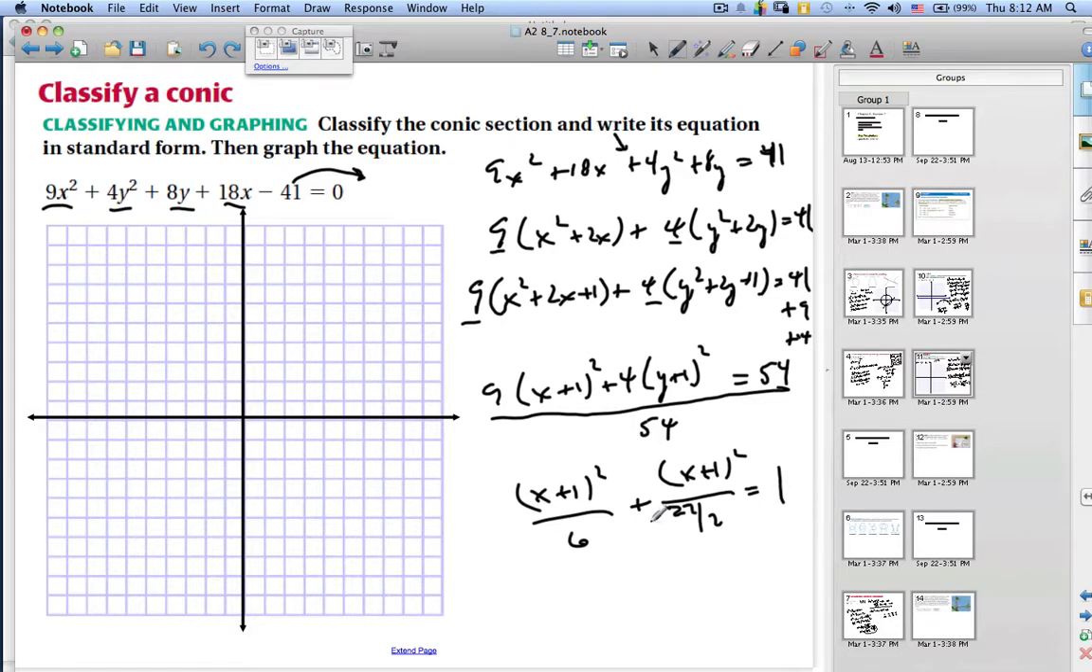So now you can see that 27 halves, that's 13 and a half. That's going to be more than the 6. My numbers are going to be weird. So I'm going to have the square root of 13 and a half. That's going to be a strange number. I'm going to have a center at negative 1, negative 1. So negative 1, negative 1, that's my center.